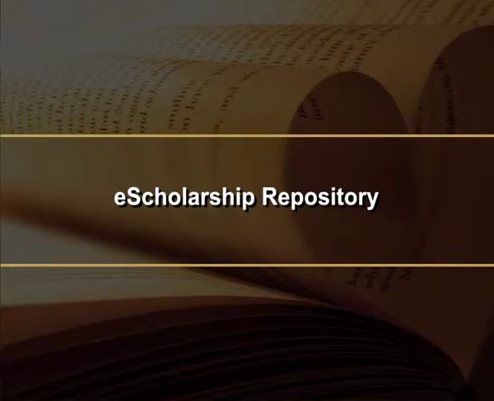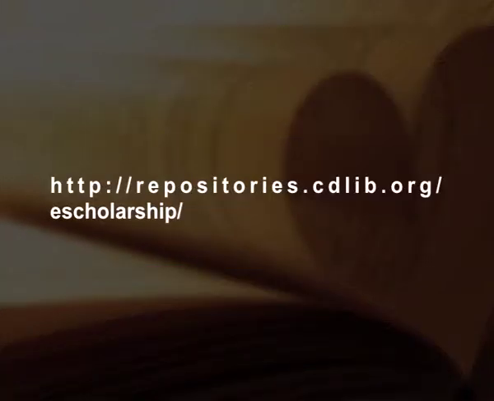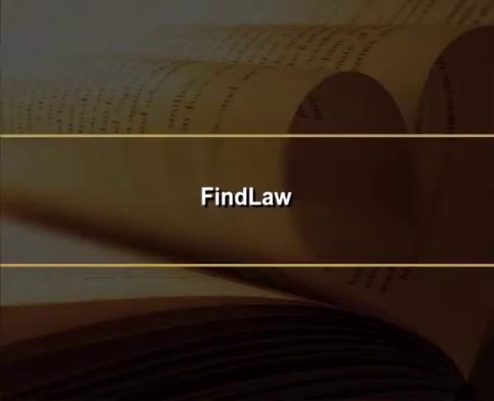eScholarship Repository: www.repositories.cdlib.org/eScholarship/. This free open access repository infrastructure supports the full range of scholarly output from pre-publication materials to journals and peer-reviewed series by offering UC departments direct control of publishing. Currently search over 5,230 papers.